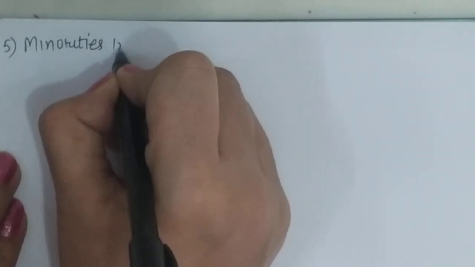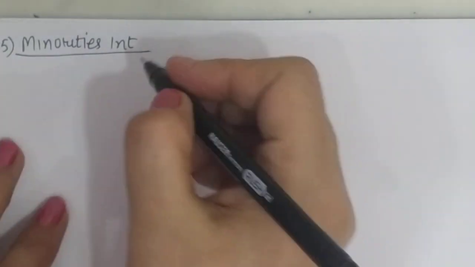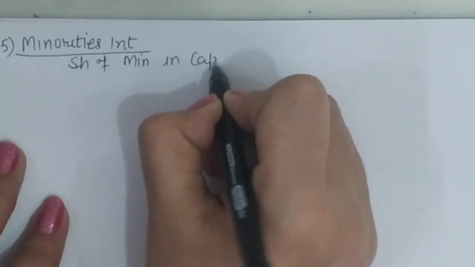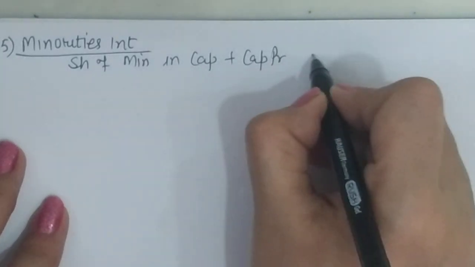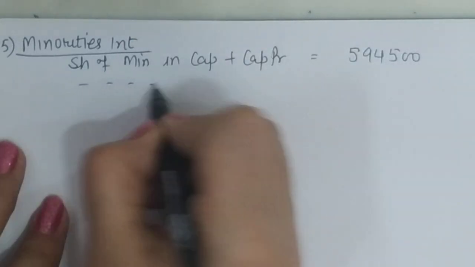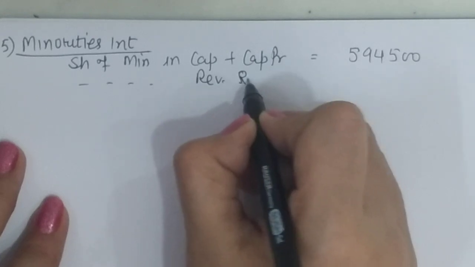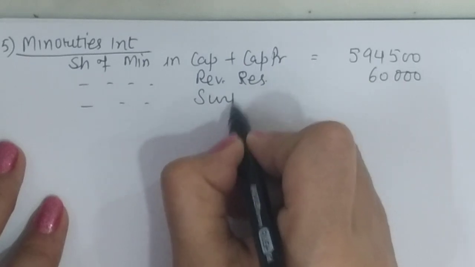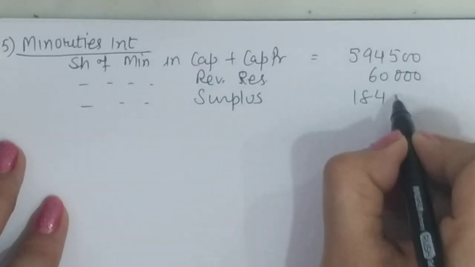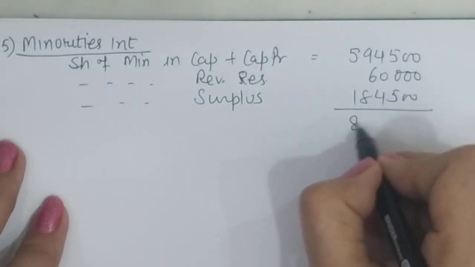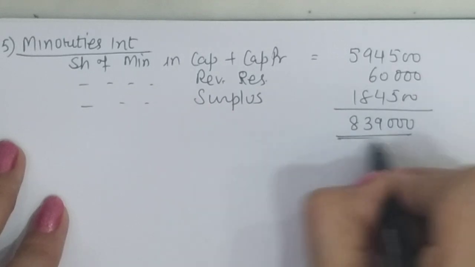Minorities' interest is the sum total of the share of minorities in all the profits and reserves, etc. So share of minorities in capital and capital profits, etc. of subsidiary company, 5,94,500. Share of minorities in revenue reserve, 60,000. Share of minorities in surplus, 1,84,500. So that gives us 8,39,000 as the minorities' interest.